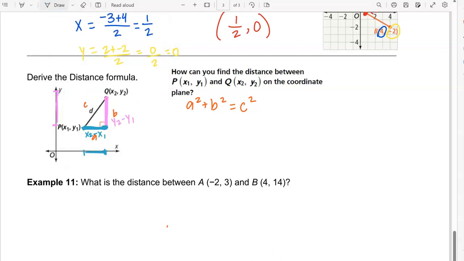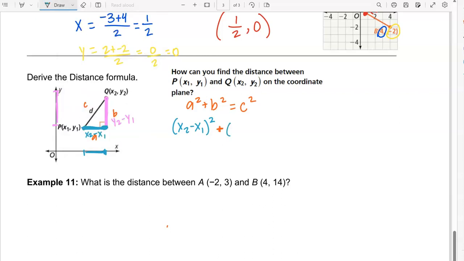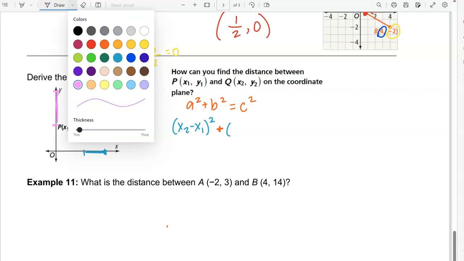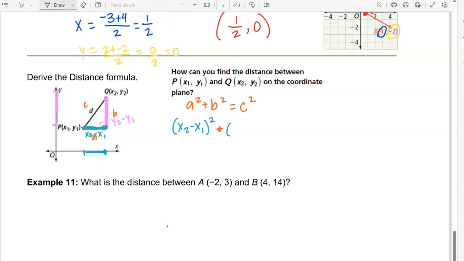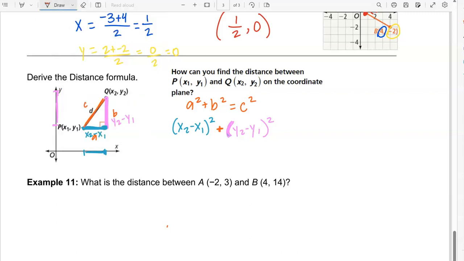So that A value being x2 minus x1, plug that into the A, x2 minus x1 squared. We still have a plus sign from our Pythagorean theorem. And then finding our B value is the difference of the y's, y2 minus y1 squared. And then C value is this distance right here. So that equals our distance squared.